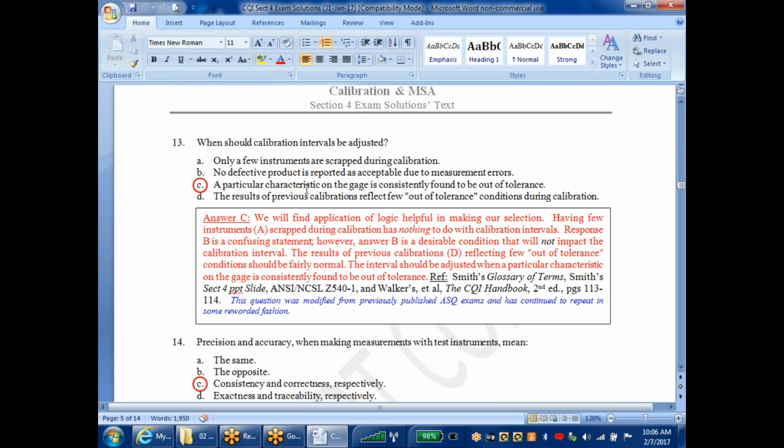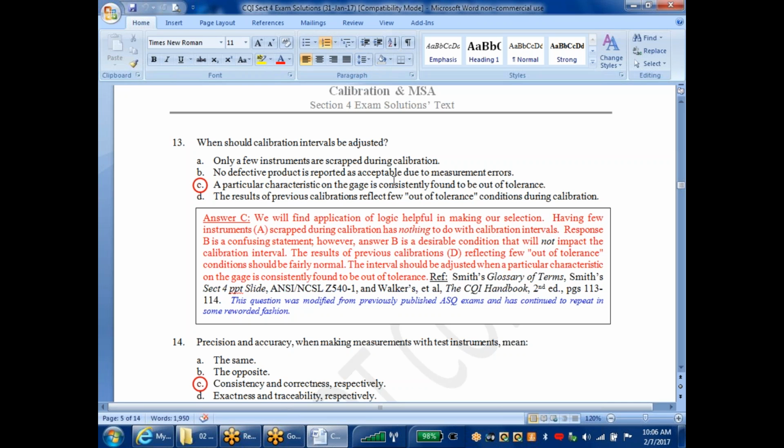13, when should calibration intervals be adjusted? This is like an earlier question we had, and some of these are kind of nonsensical, really. Only a few instruments are scrapped during calibration. Well, I'm not sure what that's telling you. It has nothing to do with calibration intervals, really. And then no defective product is reported as acceptable due to measurement errors.